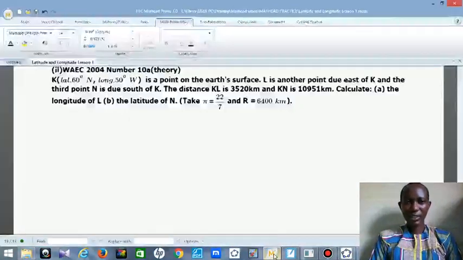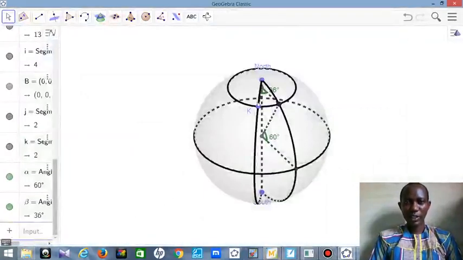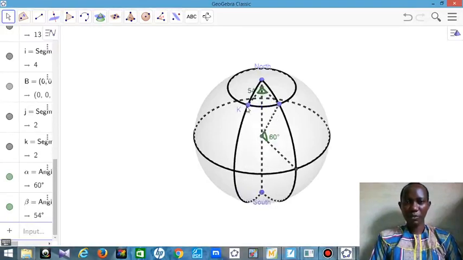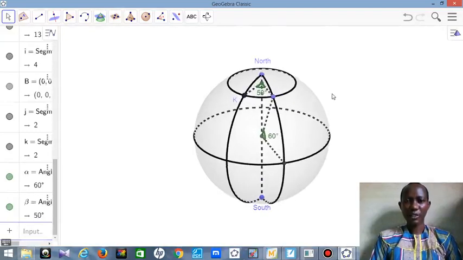Then on the west side, now it moves 50° towards west. So this is the point K now. See, this is the angle. Let me put it where you can see it clear. This is the angle of K. So it's now on 60° north. You can see point K, it rises up 60° north. Then it's now moving west. And the question says 50° west. So 50° west, this is the angle. So that is the position of K. So this is point K.